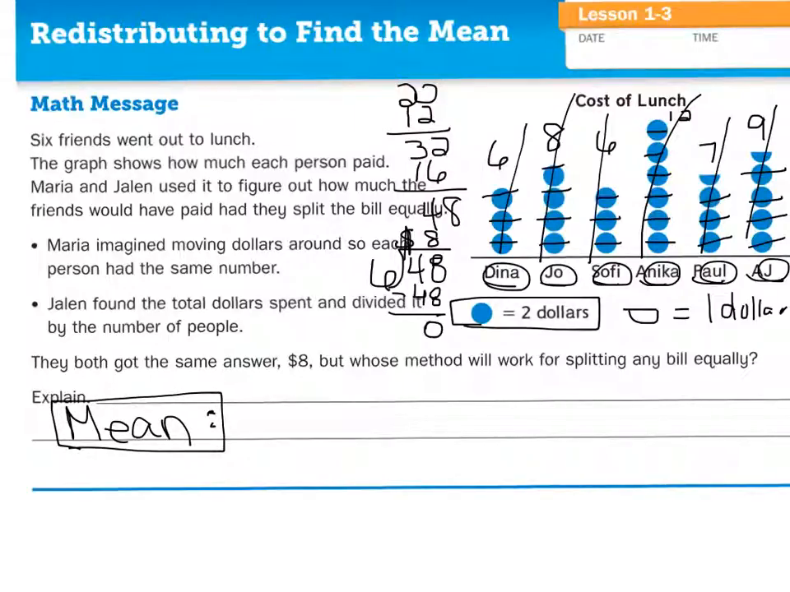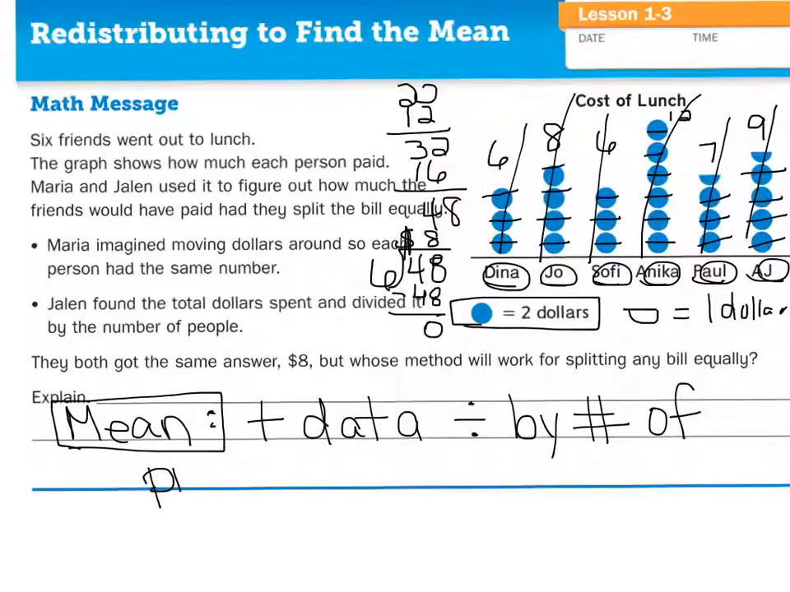To find the mean, you're going to add up the data and then divide by the number of pieces in that data set. Okay, and in this case it was the number of friends that went to lunch, so that's where we got our 6. So you're going to add up all the numbers and divide it by the number of numbers in that set of data.